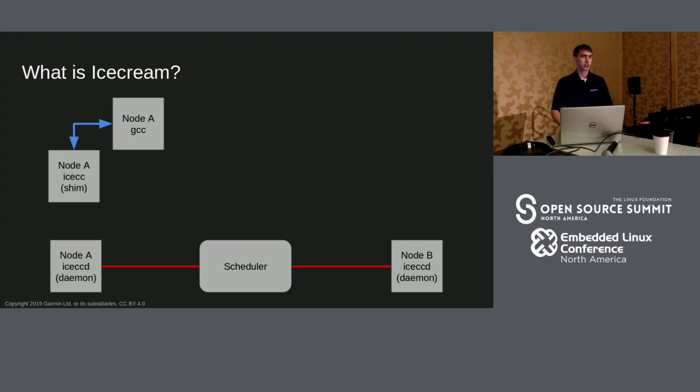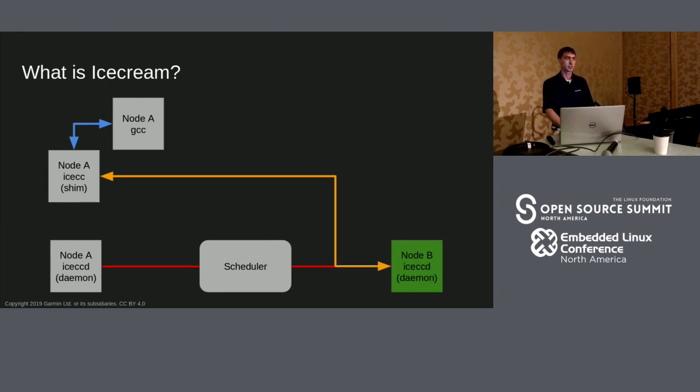When the Icecream client shim determines that a compile should happen remotely, it will first talk to the daemon running on the local host and ask it to select a node for compiling. The daemon will in turn talk to the scheduler. The scheduler will look at all the nodes on the system and select one, in our example, node B, and then report that back to the daemon. The daemon will in turn report that back to the shim, which will then connect directly to the node B daemon.